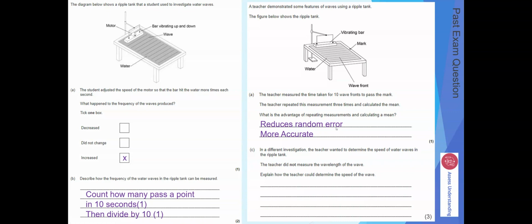Finally, in a different investigation, the teacher wanted to determine the speed of water waves in a ripple tank. The teacher did not measure the wavelength of the wave. Explain how the teacher could determine the speed of the wave. So we know speed equals distance divided by time. So all we do is time a wave for 10 seconds, measure the distance it travels in that 10 seconds, and then do the distance divided by 10. So measure the distance traveled by the wave with a ruler in 10 seconds using a stopwatch. And then do the distance that you measured divided by time, which is the 10 seconds. That would give you speed.